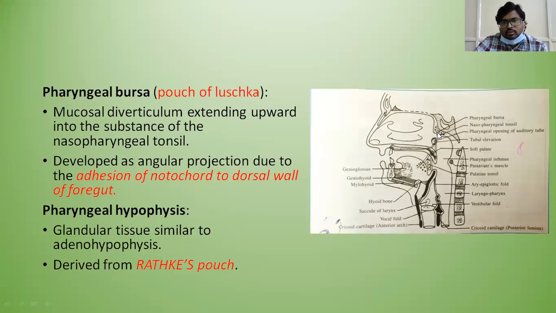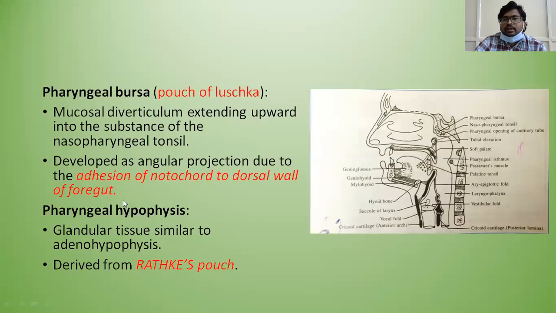diverticulum. If the mouth of the diverticulum gets closed, either due to edema or some kind of infection, the secretions get collected here and further it can form a cyst or it can cause inflammation of the surrounding nasopharyngeal tonsil also. Now coming to pharyngeal hypophysis.